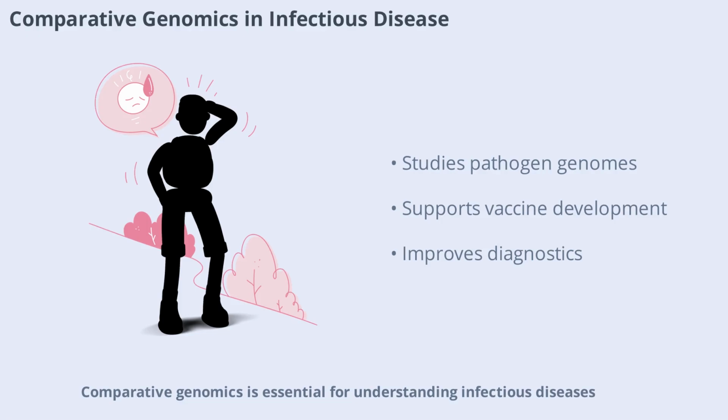Comparative genomics is essential for understanding infectious diseases. By comparing the genomes of pathogens and their hosts, scientists can identify genes involved in infection, immunity, and resistance. This knowledge supports the development of vaccines, diagnostics, and treatments, helping to control outbreaks and protect public health.